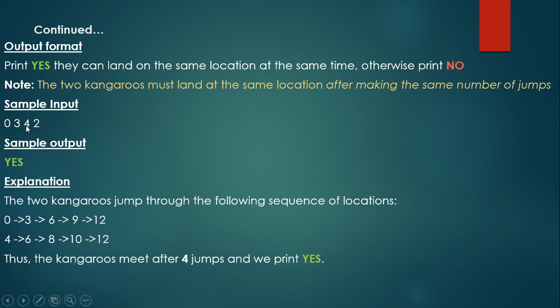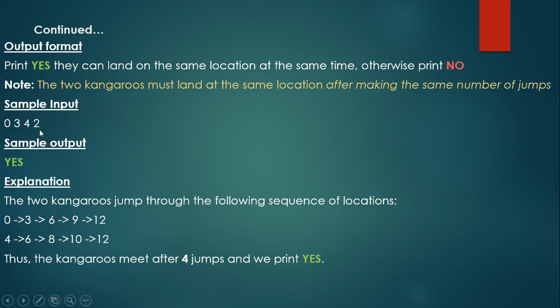Then we take our second one, which is 4 here. The rate or velocity v is 2. Then we do the hopping, that gives us 6, 8, 10 and 12. Also after 4 jumps, that is what this one says. After making the same number of jumps, after making 4 jumps, these two eventually land on the same position. Thus the kangaroos meet after 4 jumps and we print yes. So this is what you are supposed to do.